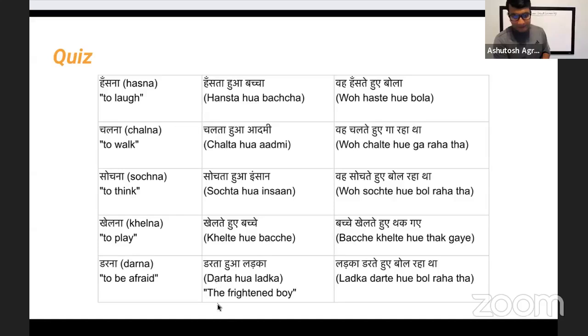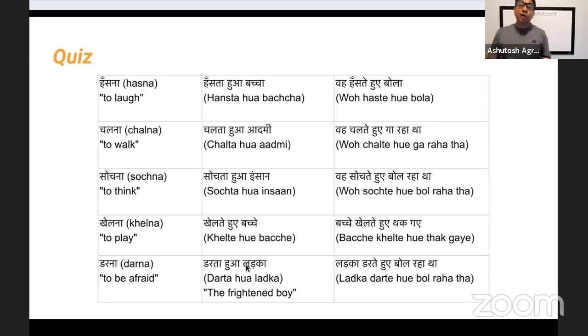I'll give you a hint. Be frightened versus being scared. To be afraid versus being scared. Very good, right? Think in the lines of what kind of participle it is. हंसता, चलता, सोचता, खेलता, खेलते, डरता. What kind of participle is it? He's currently frightened versus, so the first one is imperfective participle where the action is still happening, it's not done yet. Versus the second scenario, perfective participle, where the action is already completed.